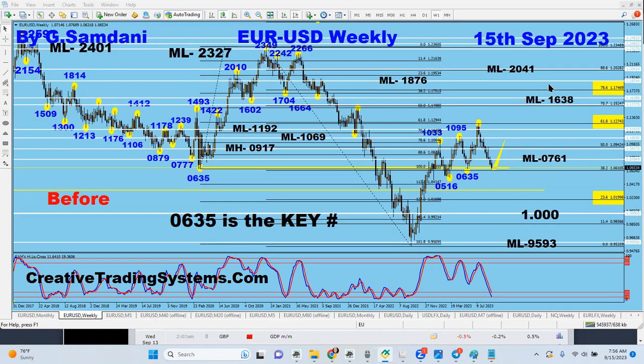So let's get started here. It's almost 8 o'clock, like 7:56, and at 8:30 we have news. At the news, the US dollar is going to get either strong or weak.